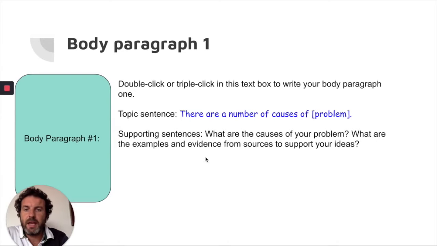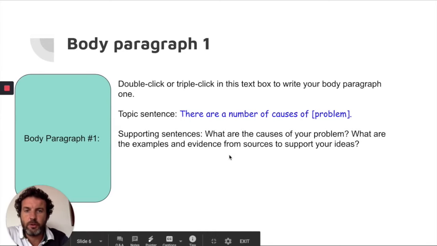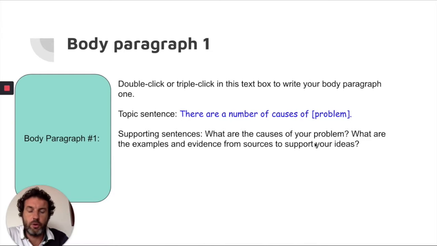Next, we have the supporting sentences for your topic sentence. So here you need to talk about the causes of your problem. Remember to use the cause and effect language that we spoke about in the last lesson. And as well as that, you need to show some examples and you need to show some evidence from sources in order to support the ideas that you talk about.